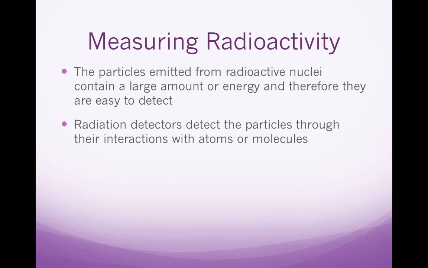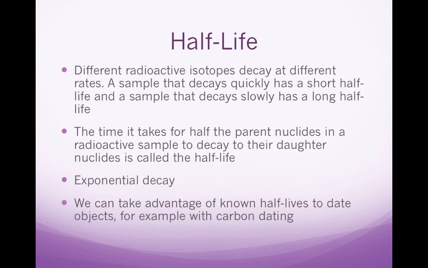So particles emitted from radioactive nuclei contain a large amount of energy, and so they're really easy to detect. And so radiation detectors detect the particles through their interactions with atoms or molecules. So you'll have some detector, and they all work differently. If you have an alpha particle or a beta particle or a gamma ray come through the detector, it'll react with something in the detector, and that's how you know that you have radiation nearby.